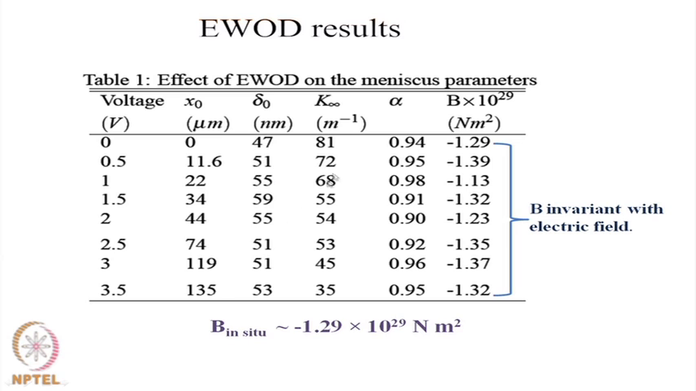The value of K infinity decreases when the voltage is applied, which is understandable because the film becomes more wetting. If the film becomes more wetting, then the value of K infinity has to decrease. And the value of the dispersion constant is more or less constant, which shows that B, the dispersion constant, is invariant with the electric field, which it should be. The value can be calculated in situ. The key word here is in situ, and it is of the same order as that predicted from the DLVO theory.